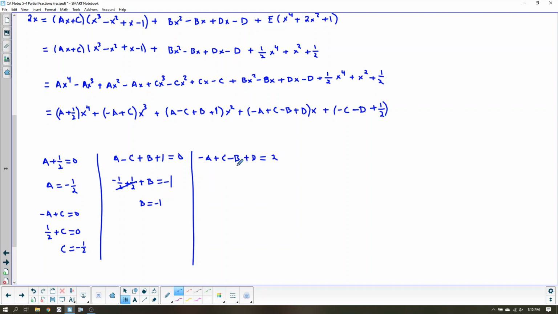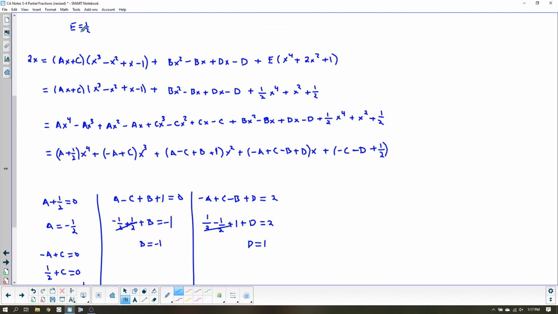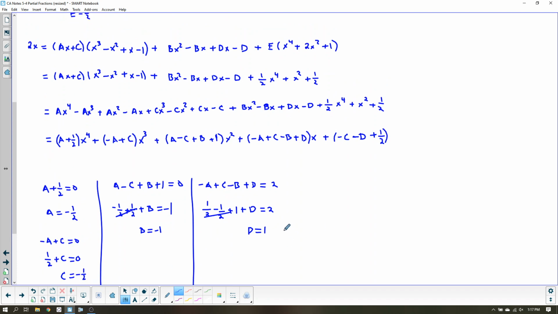All right, so if we plug all of our stuff into this, we've got 1/2 minus 1/2 plus 1 plus d equals 2. Okay, so these cancel, subtract this over, and we get d is equal to 1. All right, and I believe that is everything now, because we had e all the way back here. We've got the a, b, c, and d.